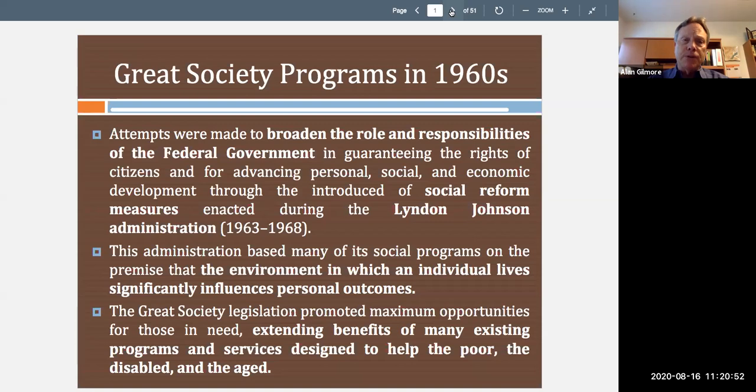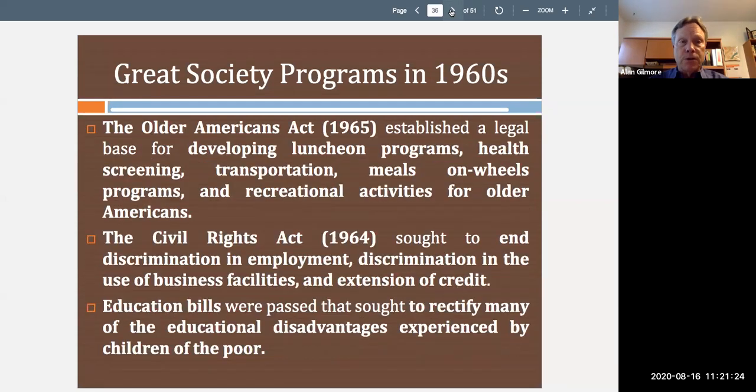So this was really pushing efforts to try to lift people out of poverty. The administration based many of its social programs on the premise that the environment in which an individual lives significantly influences their personal outcome. They wanted to extend benefits to many existing programs and services designed to help the poor, the disabled, and the aged. And there's a video that is available to watch in this particular module that gives you a great overview of the Great Society programs that were established.